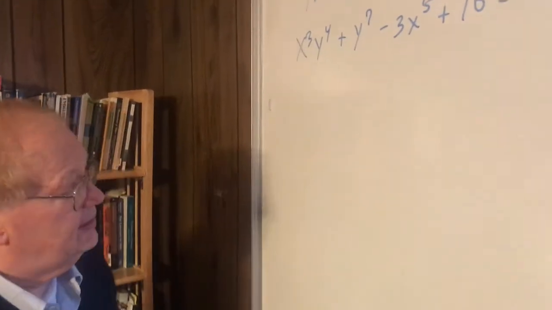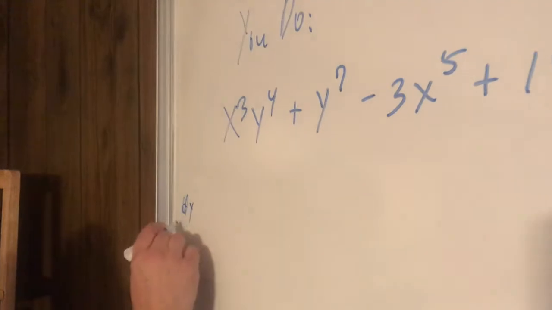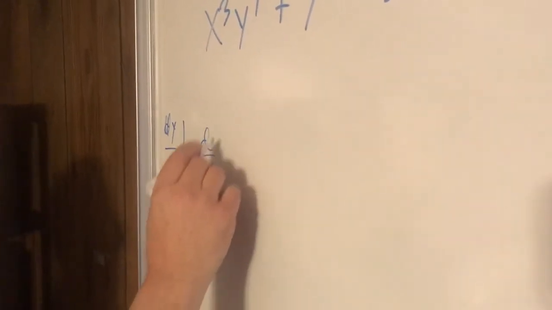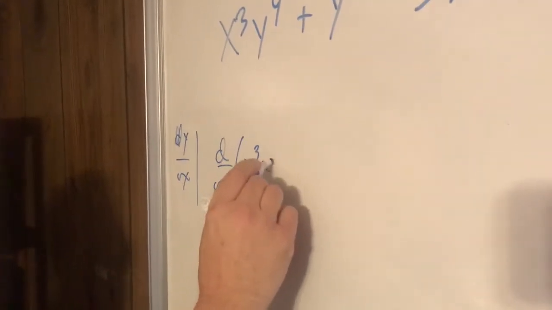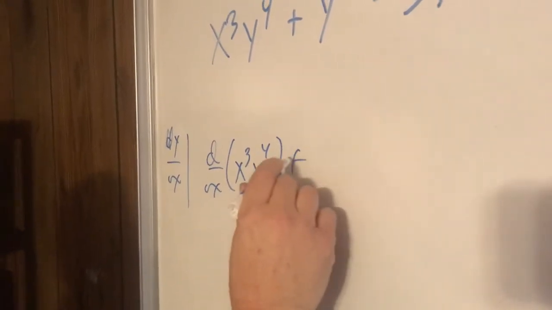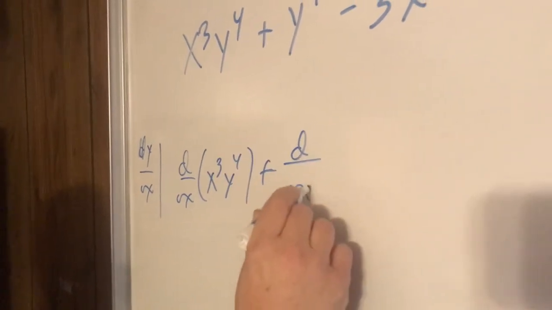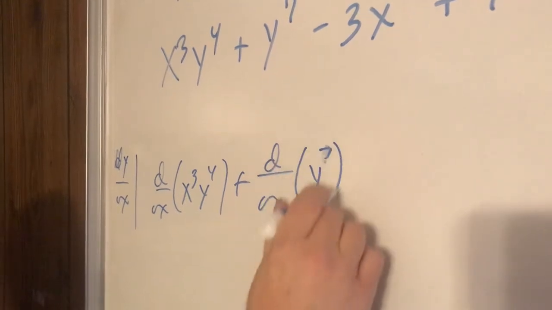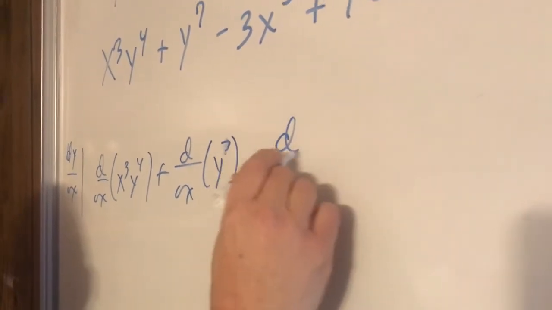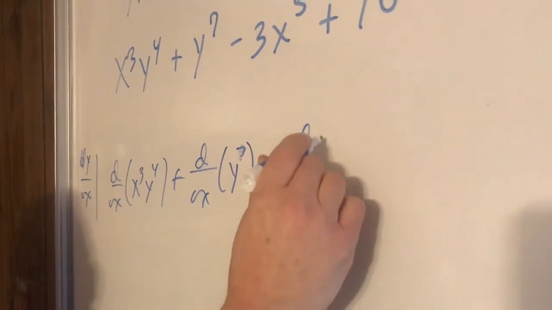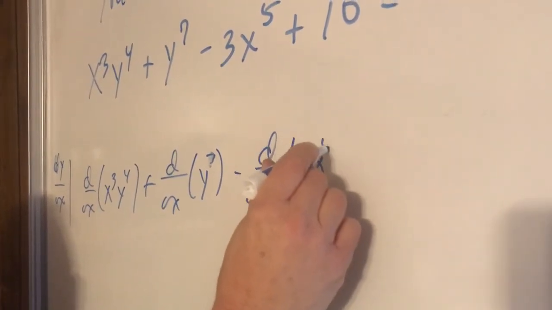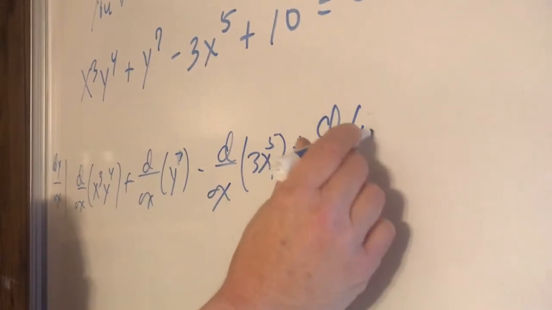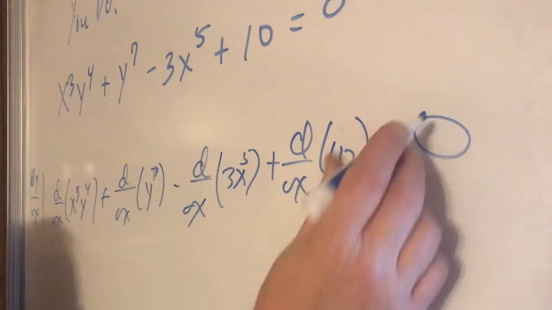So, dy dx. Okay, so that's the derivative of x third y to the fourth plus the derivative of y to the seventh minus the derivative of 3x to the fifth plus the derivative of 10, and that equals 0.